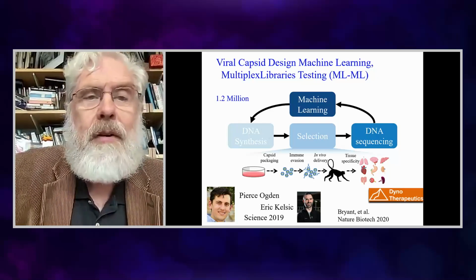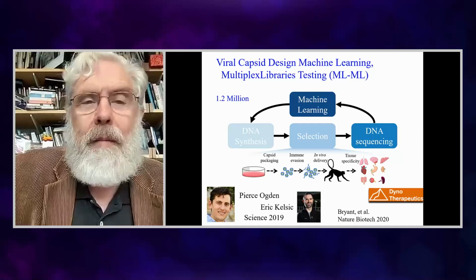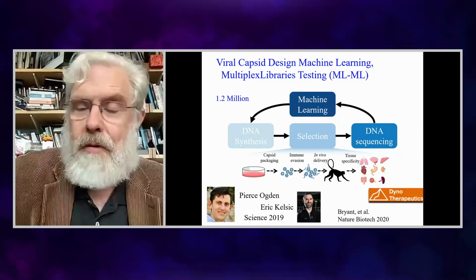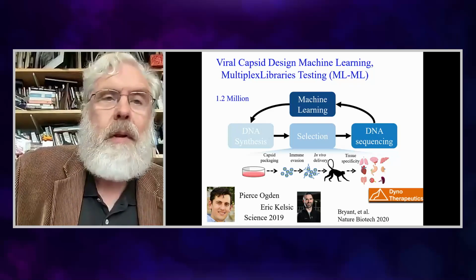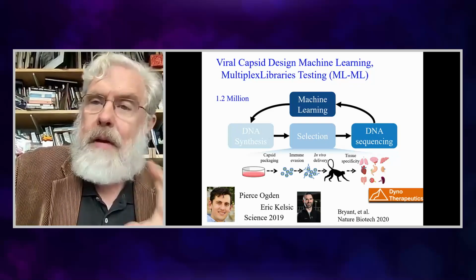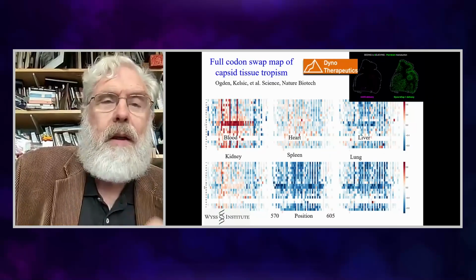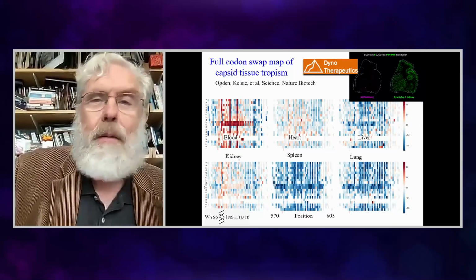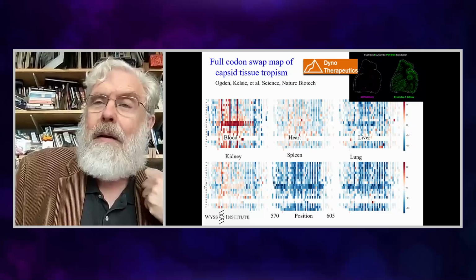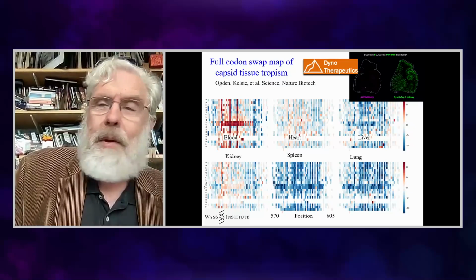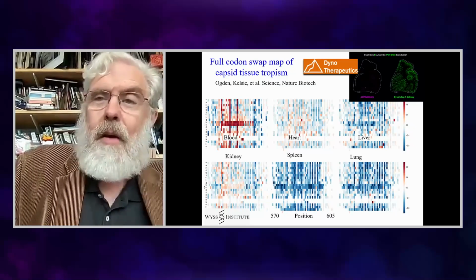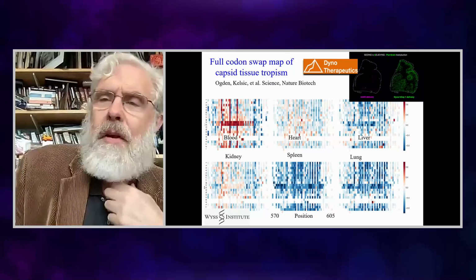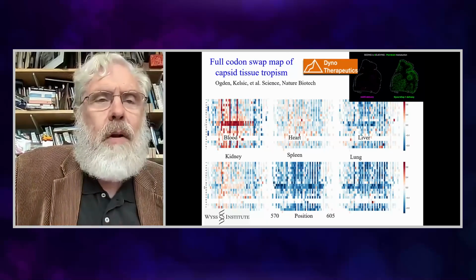This was thanks to Pierce and Eric, who published these two papers, and they co-founded Dino Therapeutics, which is all about using this machine learning plus mega libraries. So I'm going to walk through some of the data there to show how it works. This is a very simple heat map, meaning color coding, where red means it works better than the original, and blue means that it's targeting away, it's avoiding those tissues. And here's 6 tissues. We did dozens of tissues from all over the body.